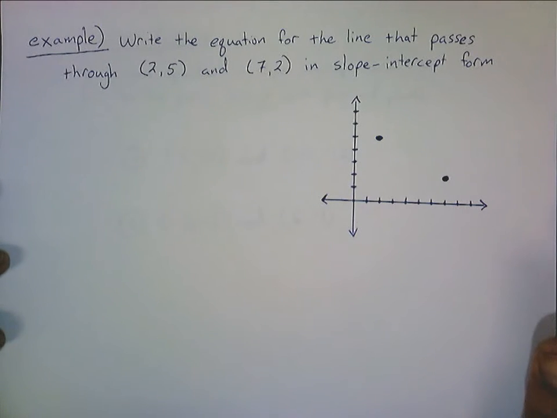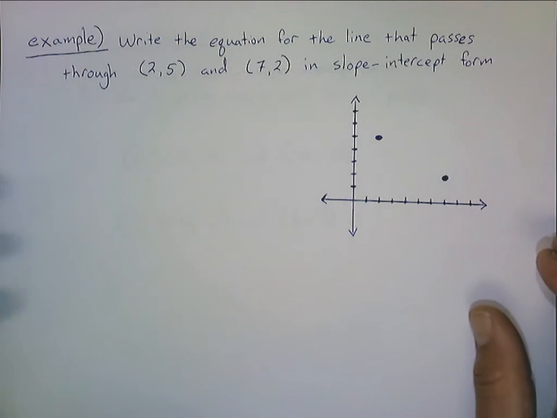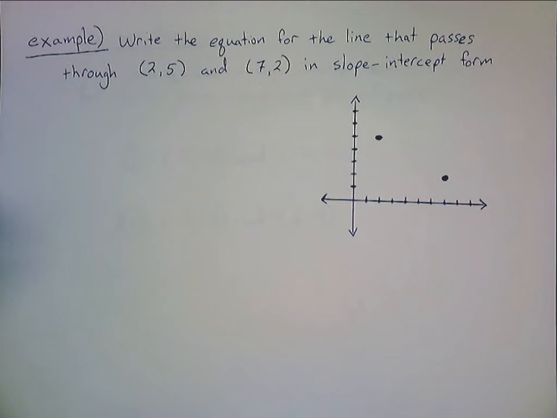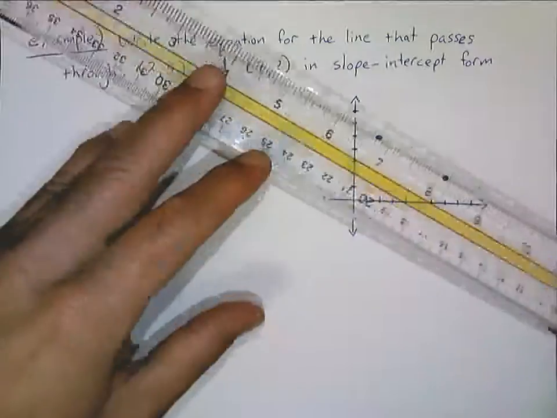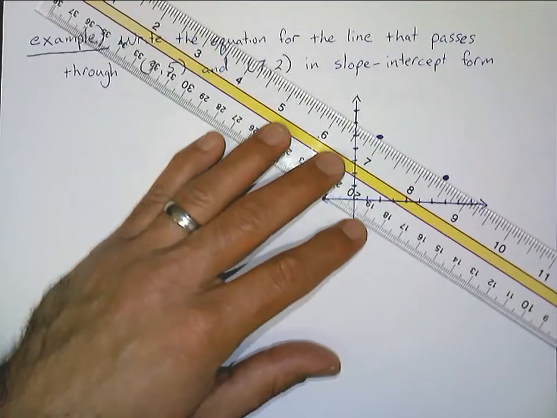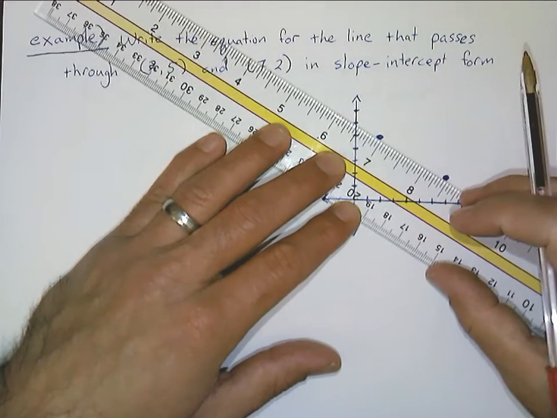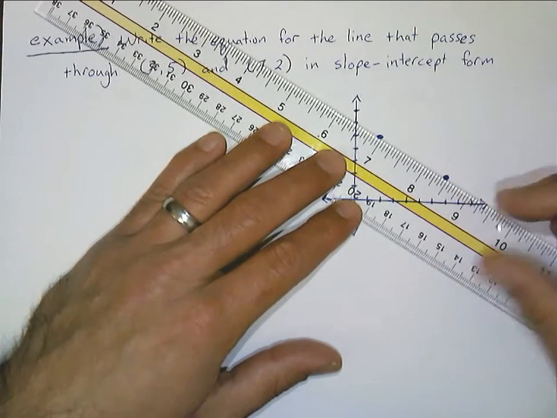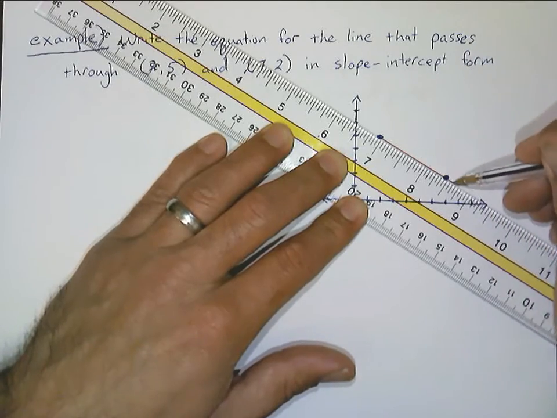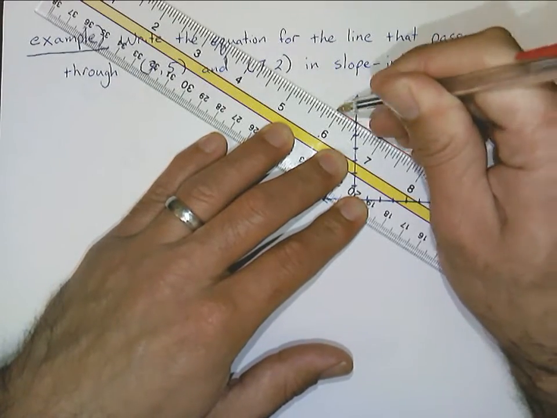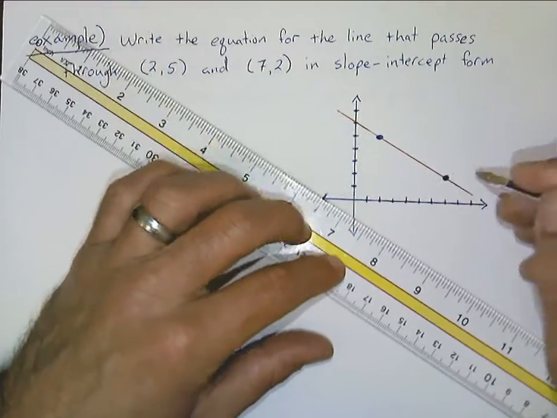If we want to write the equation for this line in slope-intercept form, we need to know, obviously, the slope and the y-intercept. We could figure out the slope here. Actually, let me just draw in the line. I've got my handy-dandy ruler here. It looks like it'll be through about like that. This is just a sketch, so it's not going to be perfect, of course.